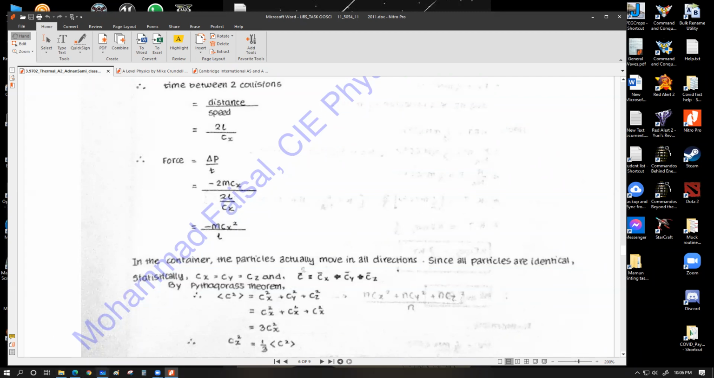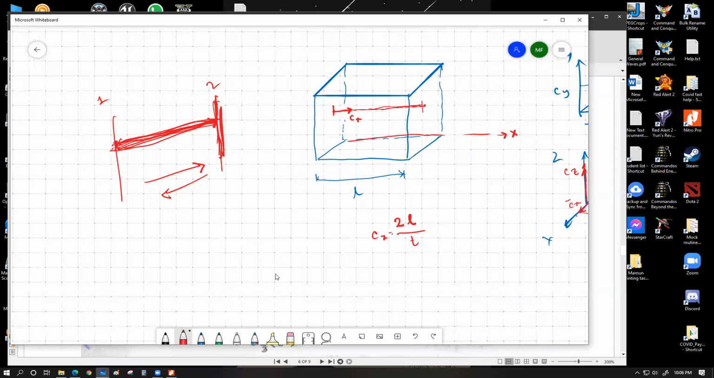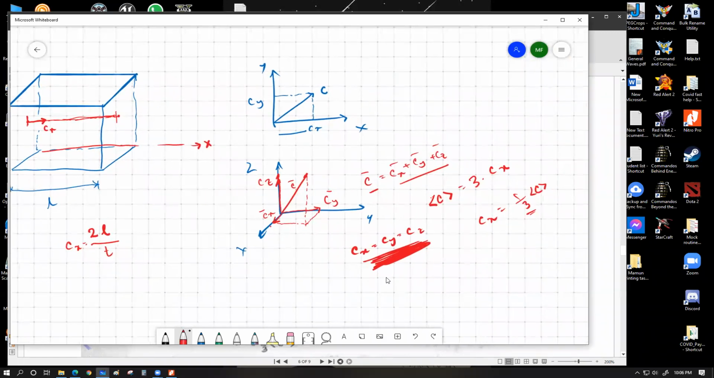Actually, I wrote it wrong. In this drawing board, I wrote this equation wrong. My bad. This is okay. This is wrong. I messed up. My bad. So this is the vector equation.